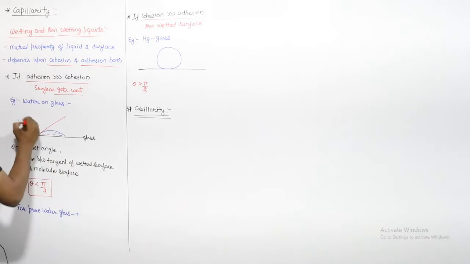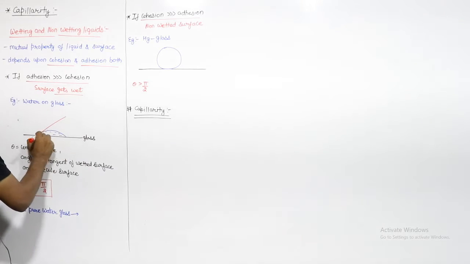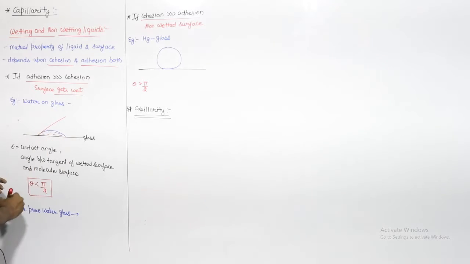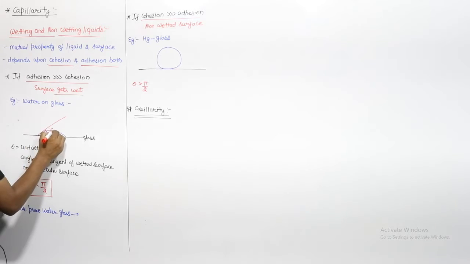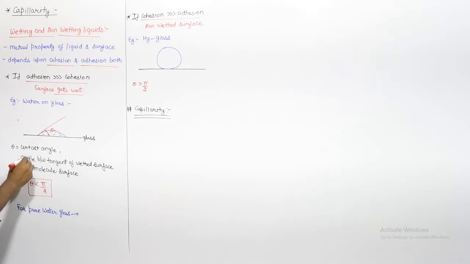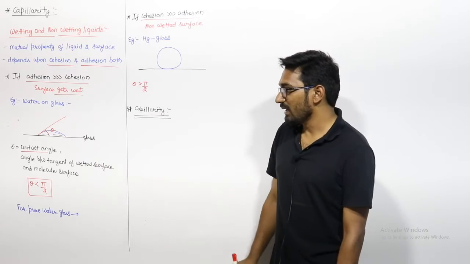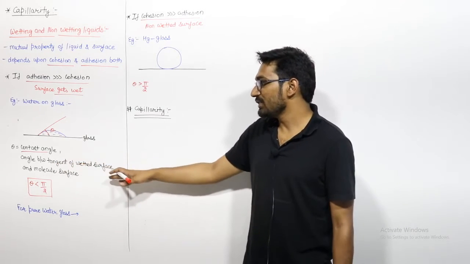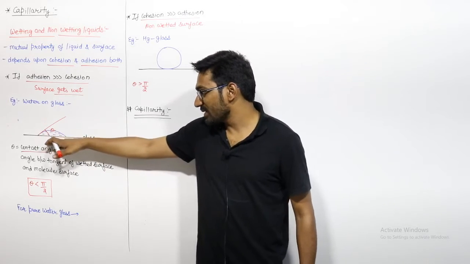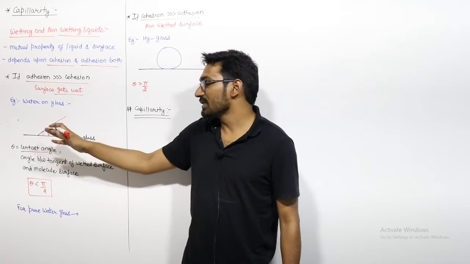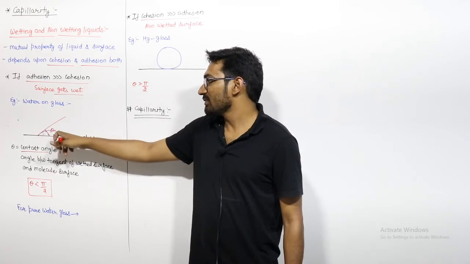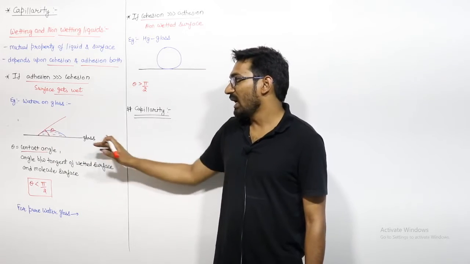For example, we take water on glass. If this is a glass on which a water drop is there, it will wet this surface, and we can say this angle is theta. Theta is known as the contact angle, and it is the angle between the tangent of the wetted surface, this is the wetted surface, and the molecule surface.